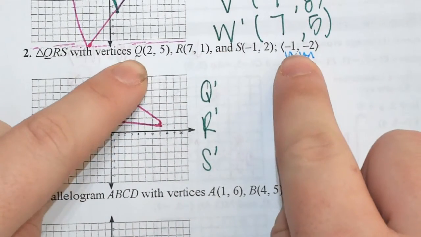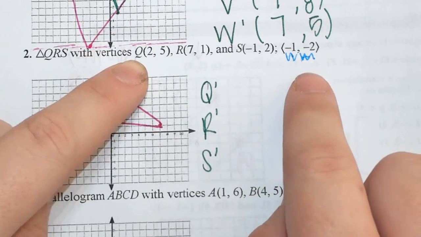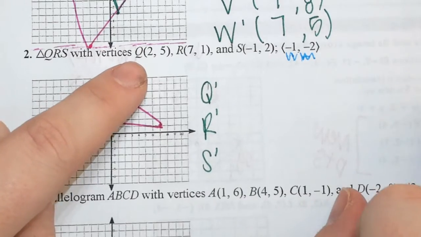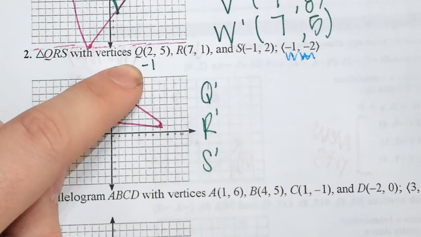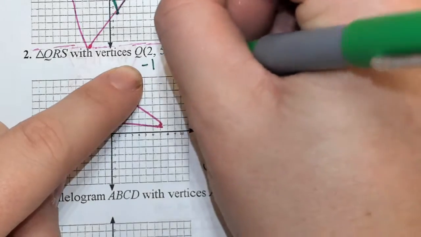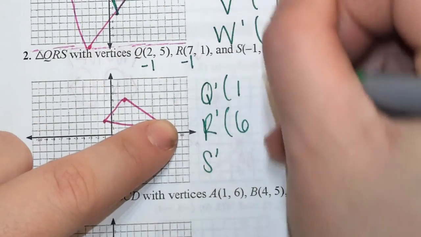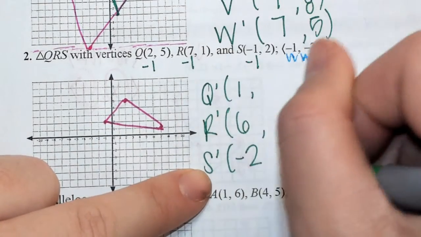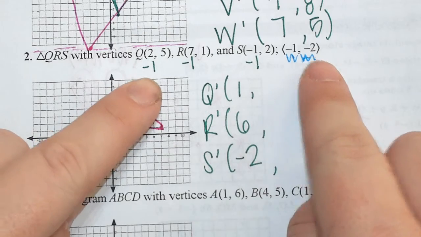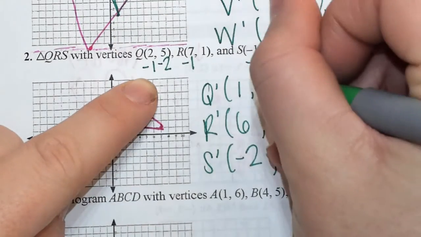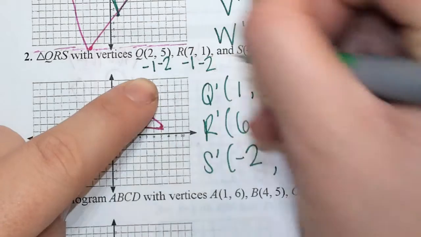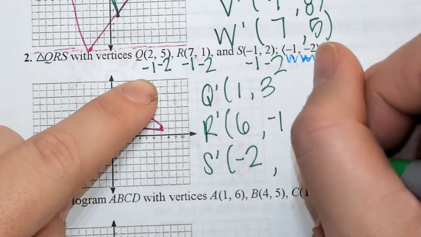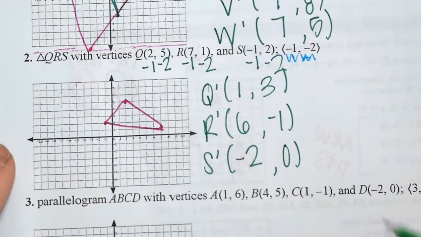So when it says 1, now technically this is the same. Take your calculator, and some people were doing 2 plus negative 1. Fine, but you're doing too much work. Just do 2 minus 1, which is 1. 7 minus 1 is 6. Negative 1 minus 1 is -2. Now are we adding or subtracting 2 in the y's? Subtract. So 5 minus 2 is 3. 1 minus 2 is -1. 2 minus 2 is 0. Go plot your new image.